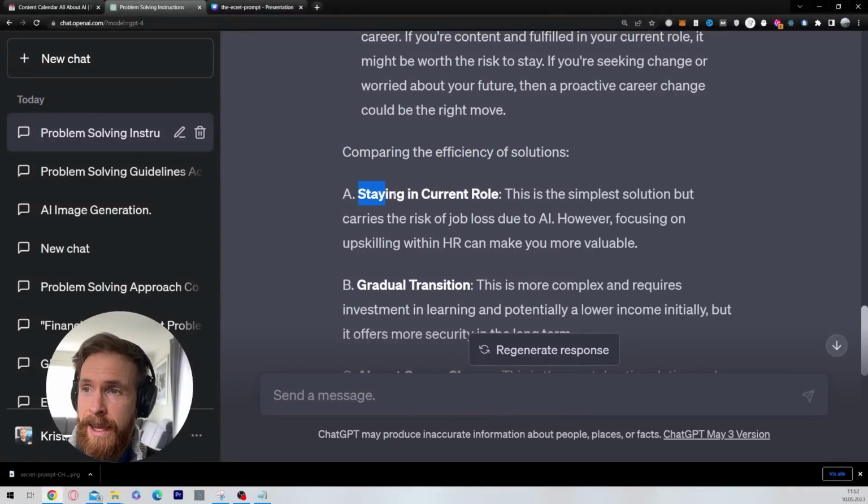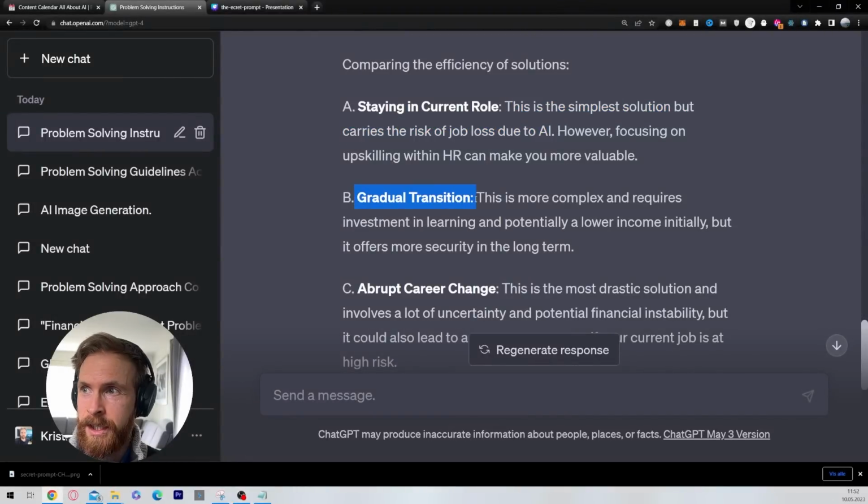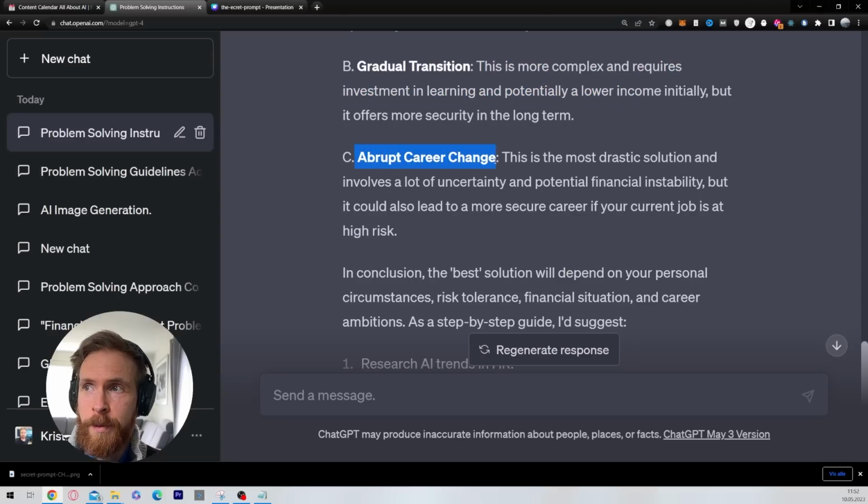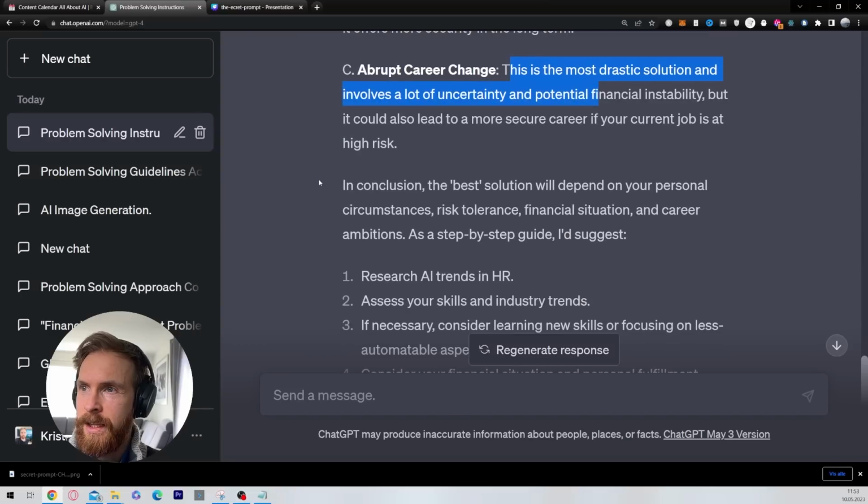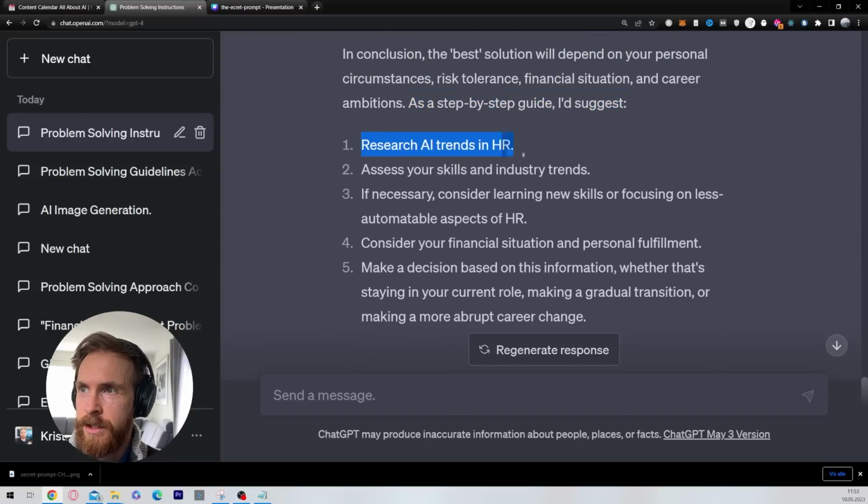So, A, staying in your current role. This is the simplest solution, but carries the risk of job loss due to AI. Gradual transition. This is more complex and requires investing in learning and potentially lower income initially. Abrupt career change. The most drastic solution and involves a lot of uncertainty. So in conclusion, a step-by-step guide, I suggest research AI trends in HR, assess your skills. Okay, so you can read this.